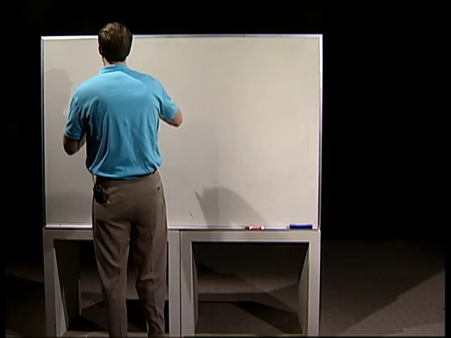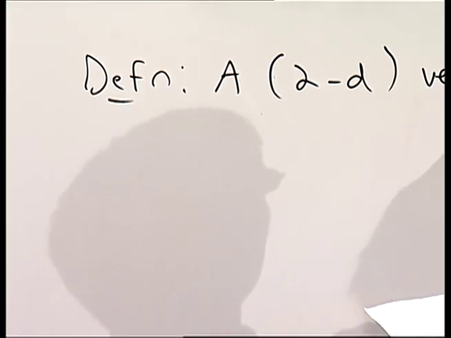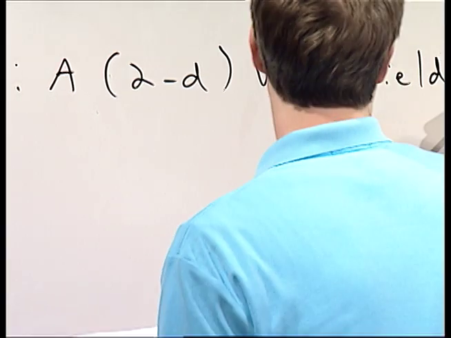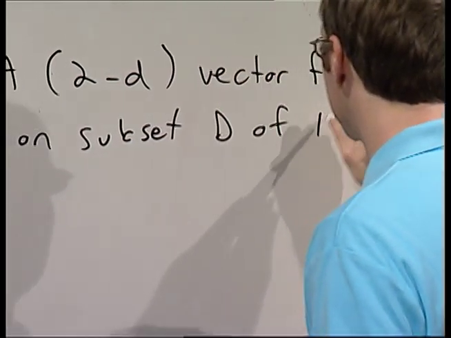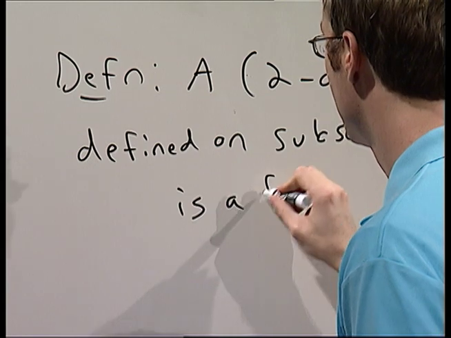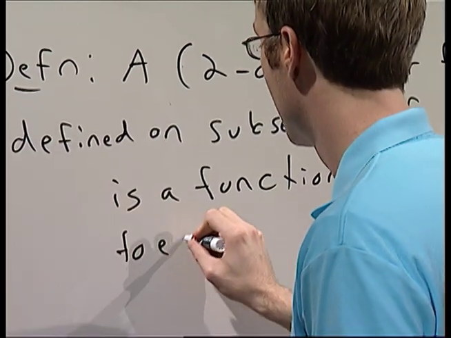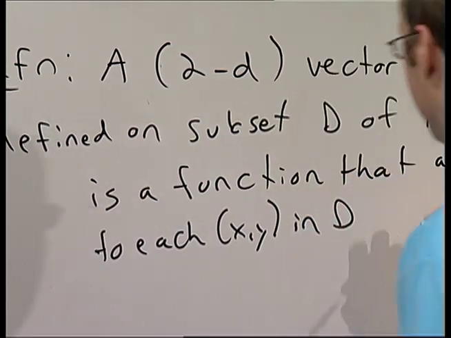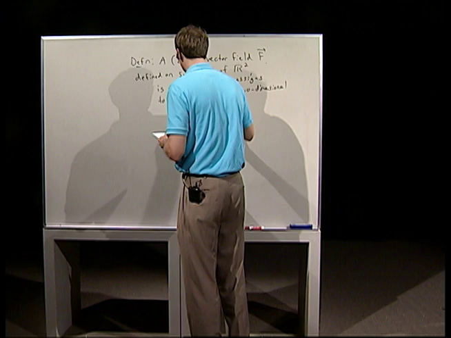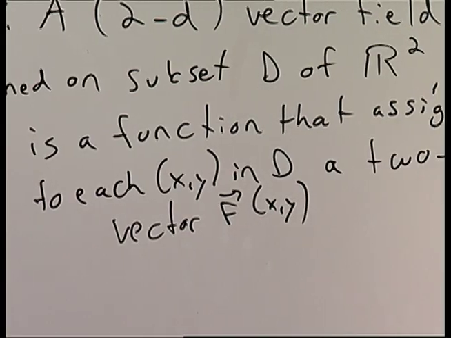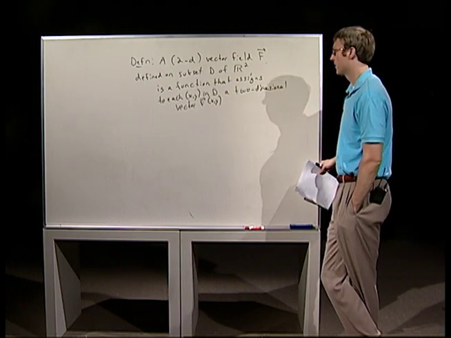Okay, so what is a vector field? Definition: a two-dimensional (2D) vector field F. It's two-dimensional, so it's defined on a subset D of R2. It's a function, and it assigns to each point in D a two-dimensional vector, F of x, y. So a vector field itself is a function from R2 into the set of all two-dimensional vectors.